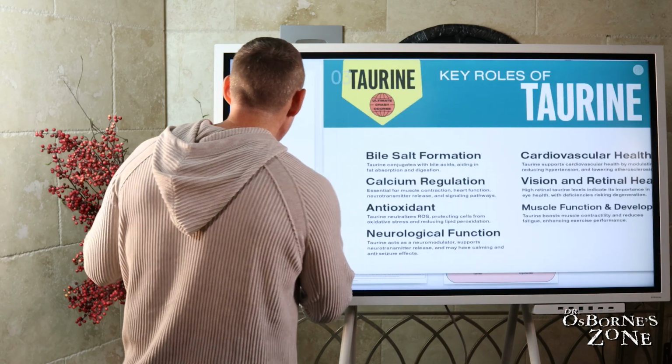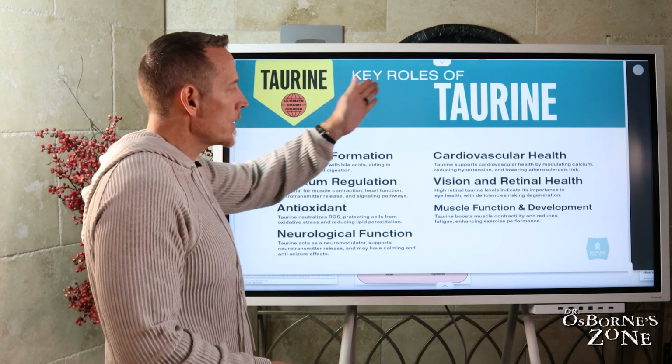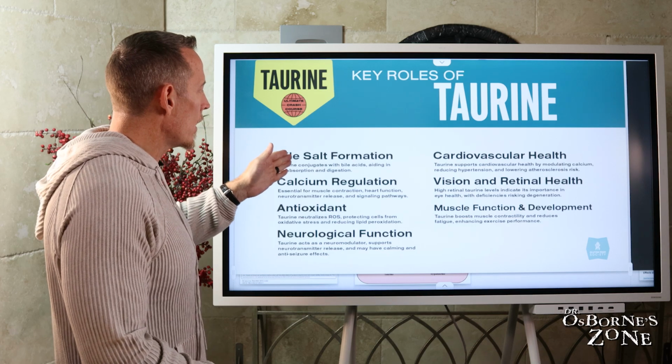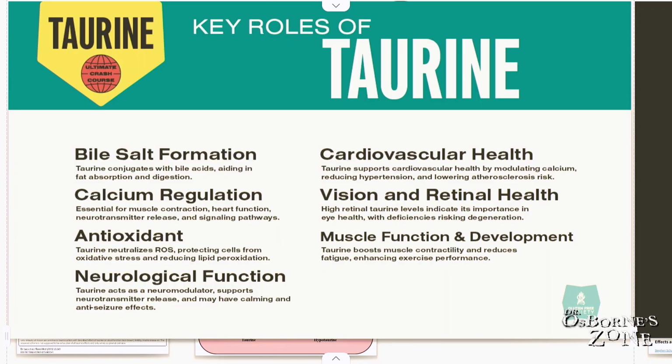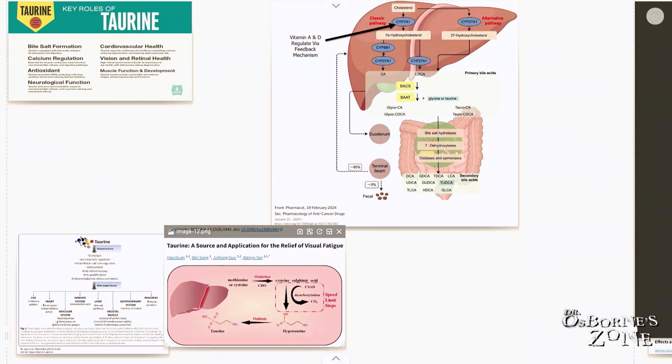So let's take that into account as we explore the key functions, or the key roles, of taurine. So the first being bile salt formation. Taurine conjugates with bile acids, aiding in fat absorption and digestion. Now, where does this apply? Let's break this down a little bit so that you can understand it.